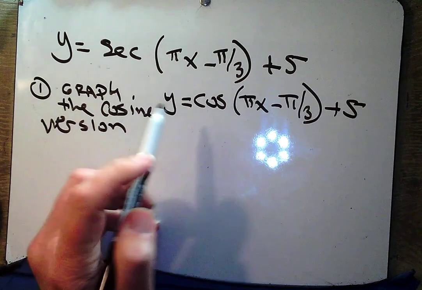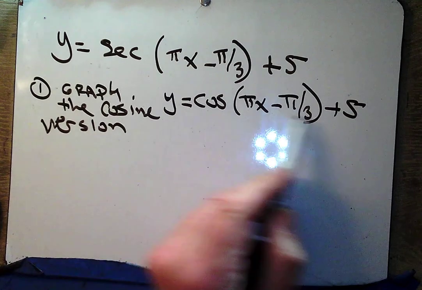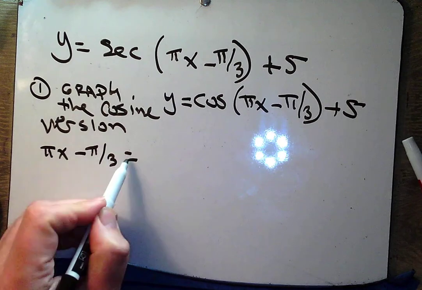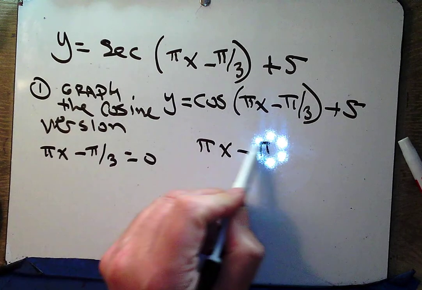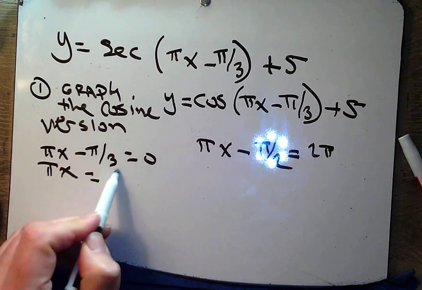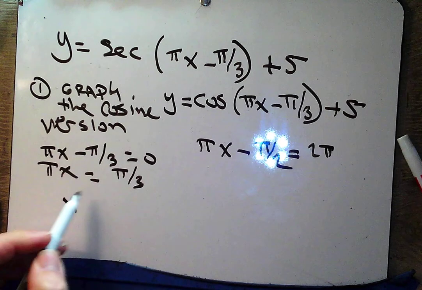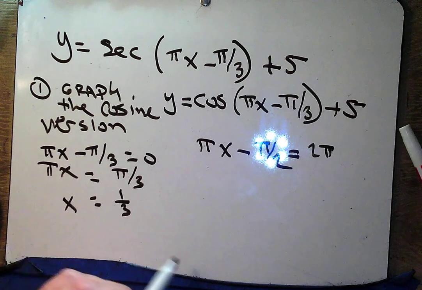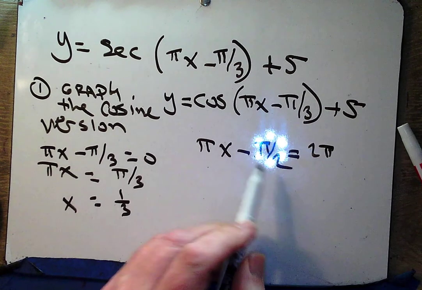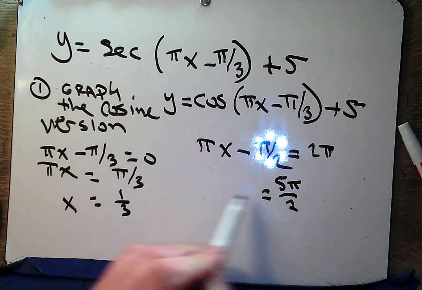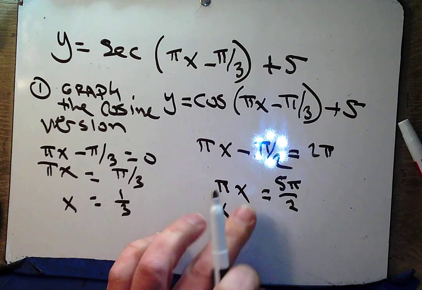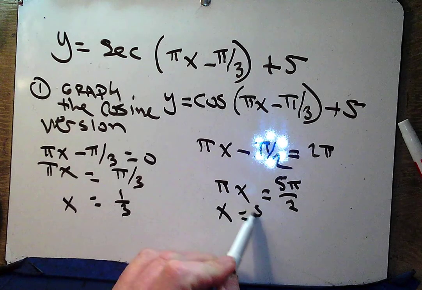Okay? All right, so we know that we're supposed to start graphing this by setting the stuff in parentheses, setting the argument equal to 0 and 2 pi. So I'm going to get pi x equals pi over 3. And when I divide both sides by pi, I'm going to get x equals 1/3. Over here, this is 4 pi over 2 plus 1 pi over 2. I'm going to have 5 pi over 2. And over here, pi x. If I divide both sides by pi, I get x equals 5 halves.